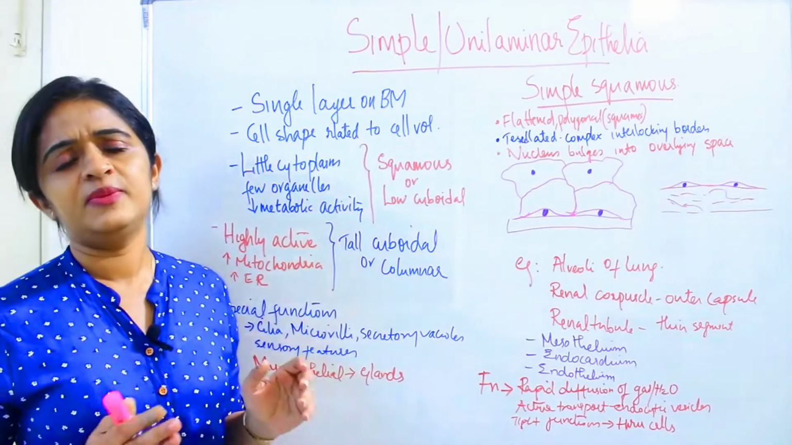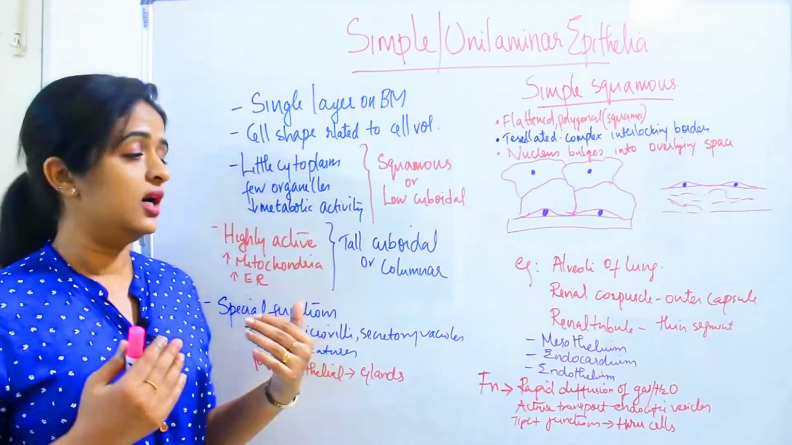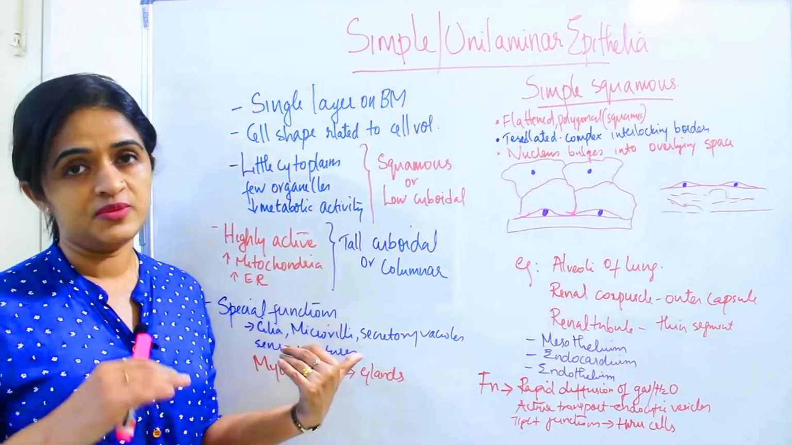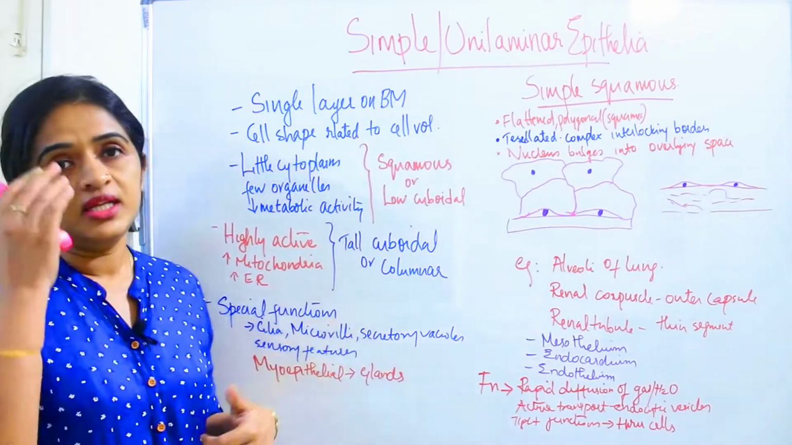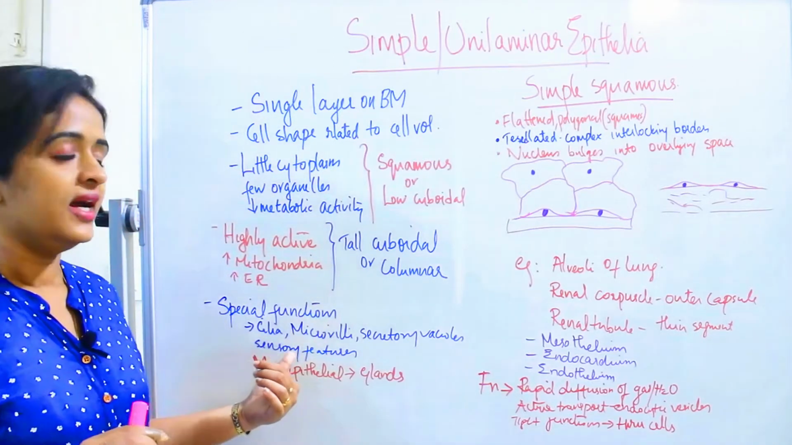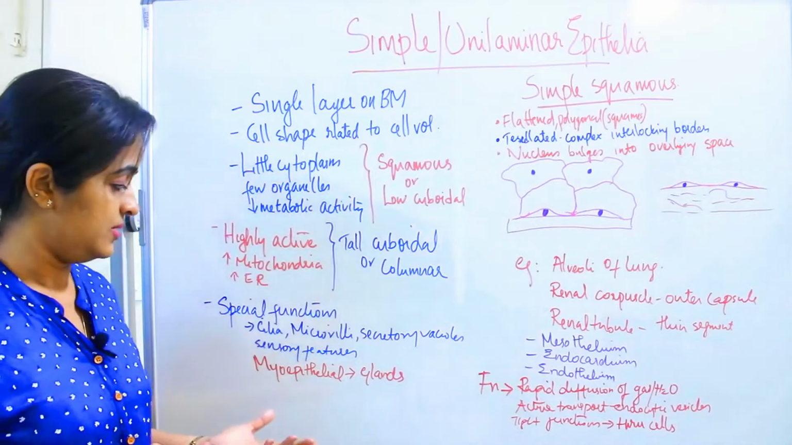Now again, depending upon the special features, you will have cilia, then sometimes microvilli on the surface, then sometimes you will have secretory vacuoles within the cell, and you will have sensory nerve endings with sensory features, etc.